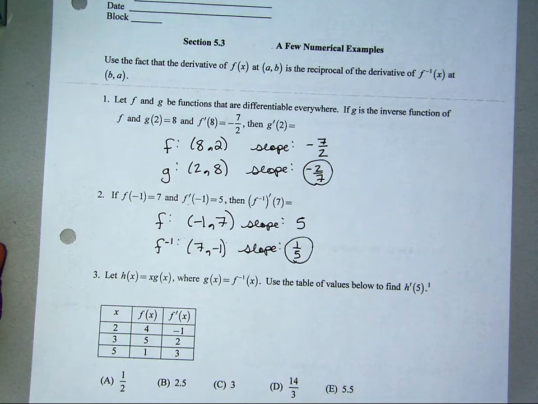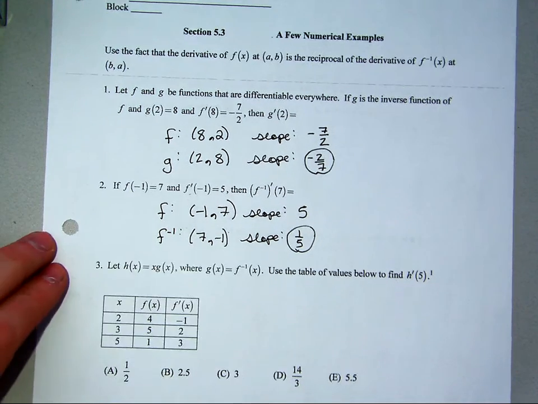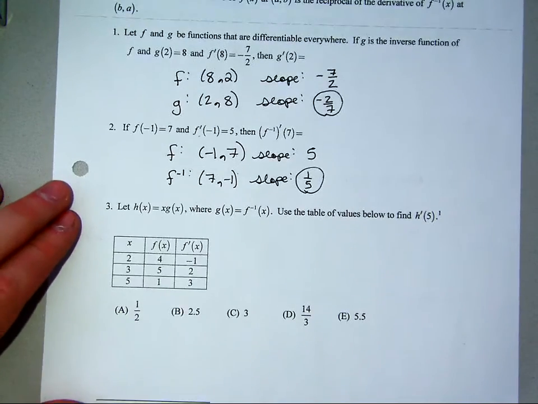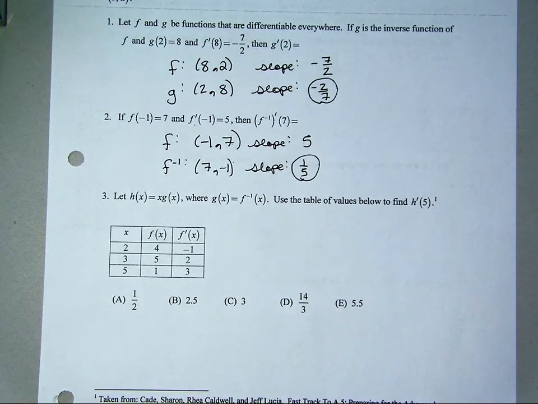Okay. Number 3. H of x equals x times g of x. G of x is the inverse. Find h prime of 5. Okay, how do you find the derivative of x times g of x? Don't think about anything we did today. How do we do the derivative of x times g of x? Product rule. Take a moment, do that. Write that out, then plug in 5, then stop, because we're going to have to think about how the plugging in of 5 actually works in this problem.